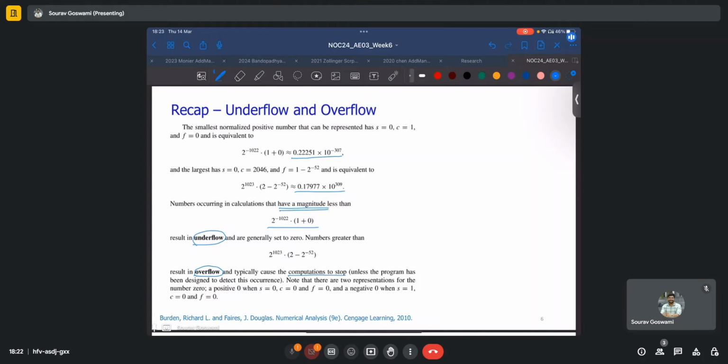Again, there are two representations for the number 0, which is really interesting. You would have thought it is unique, but there are two representations for the number 0. A positive 0 when S is 0, C is 0, and F is 0, and a negative 0 when the sign is changed to 1. The others remain the same.